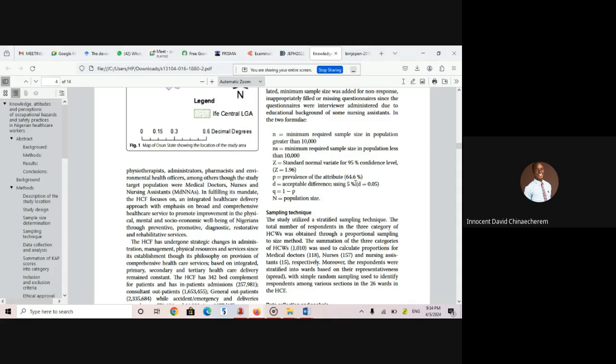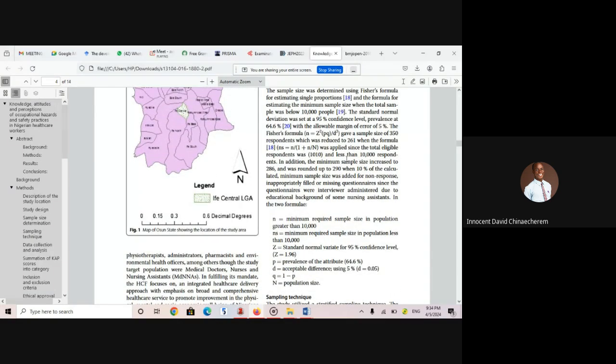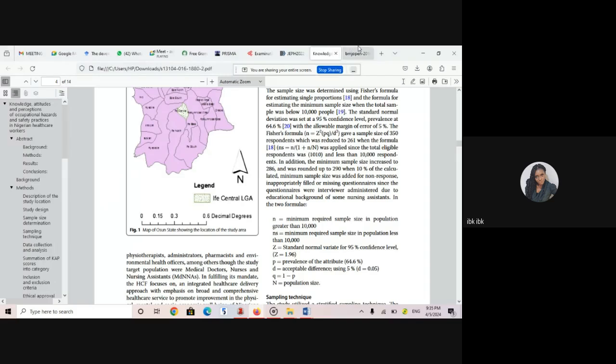Now we check the last paper, the third paper. Was there? Yes, there was. You can see it here, for non-response. Now check it. It utilized this. So the margin of error was 5%, then this is now less than this. In addition, the minimum sample size increased to 260 was rounded up. Minimum sample size was added for non-response. So that is going to be 1. I hope we are following. Yes, we are. All right, good.